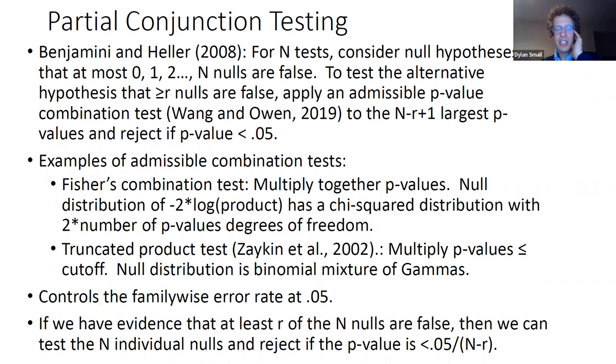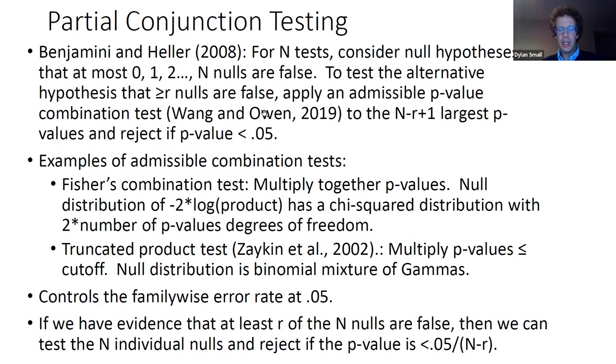So we can consider testing that at most 0, 1, 2, up to say n nulls are false. Suppose we want to test the null hypothesis that r minus 1 or fewer nulls are false. The alternative is that greater than or equal to r nulls are false. What Wong and Owen showed, and also Benjamini and Heller, is that you can test for 0 nulls false, 1 null false, all the way up to n nulls false. You can do all those tests simultaneously at the level 0.05. You don't actually have to correct for multiple comparisons here because of the structure of the tests.